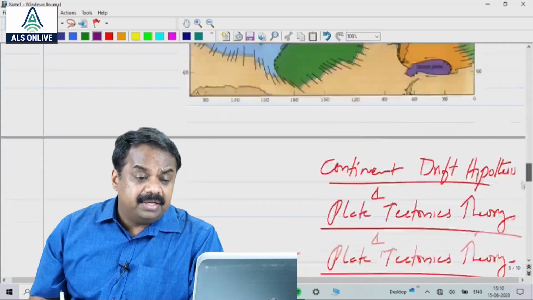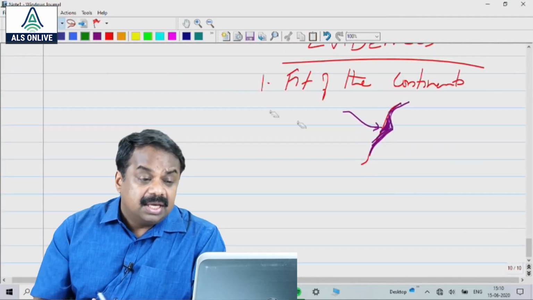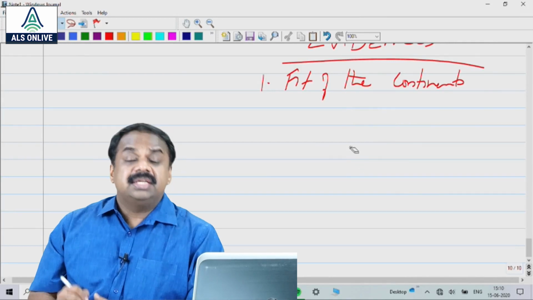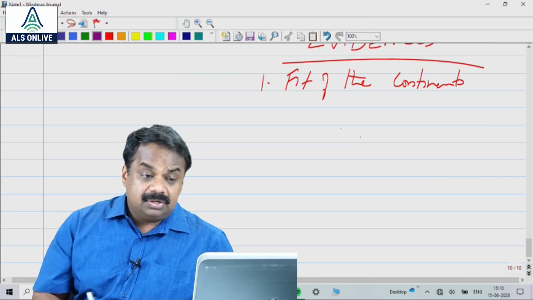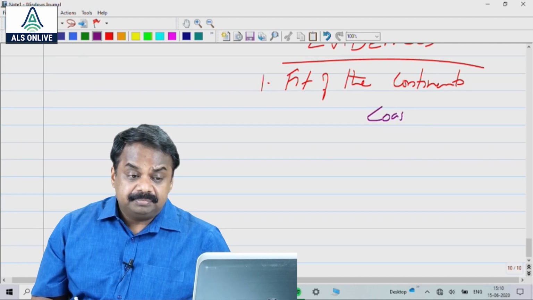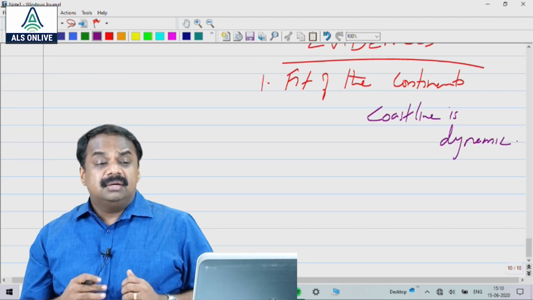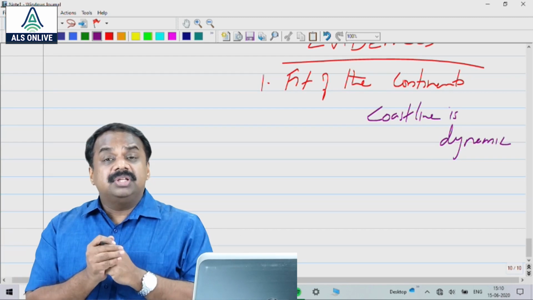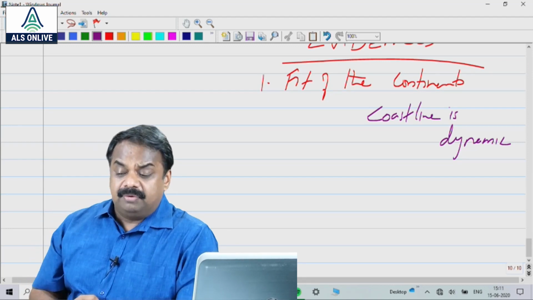So the first evidence given by Alfred Wegener is the fit of the continents, even though the critics rejected this idea because the coastline is not permanent, it is dynamic. Coastline is dynamic. So his idea that the continents can fit together, they said it could be a mere accident, that accidentally we are able to fit it.